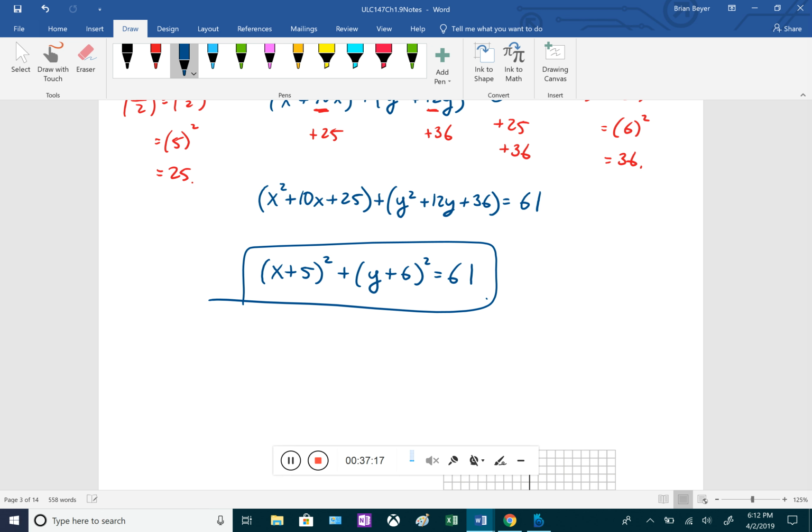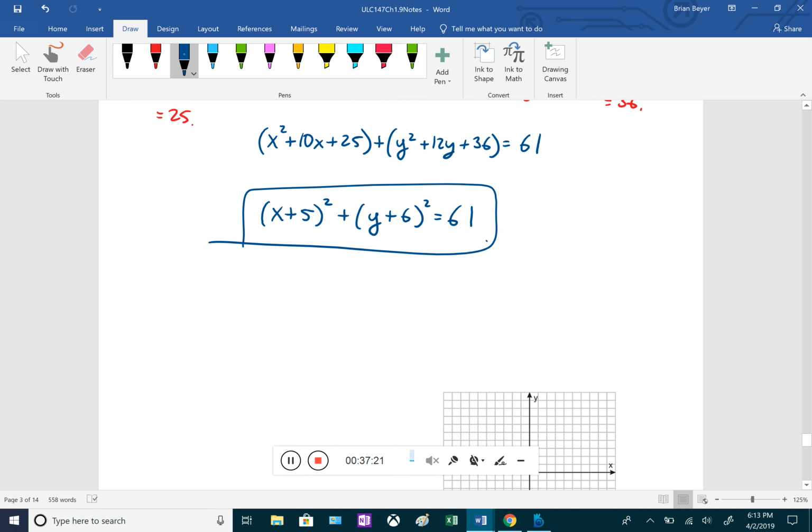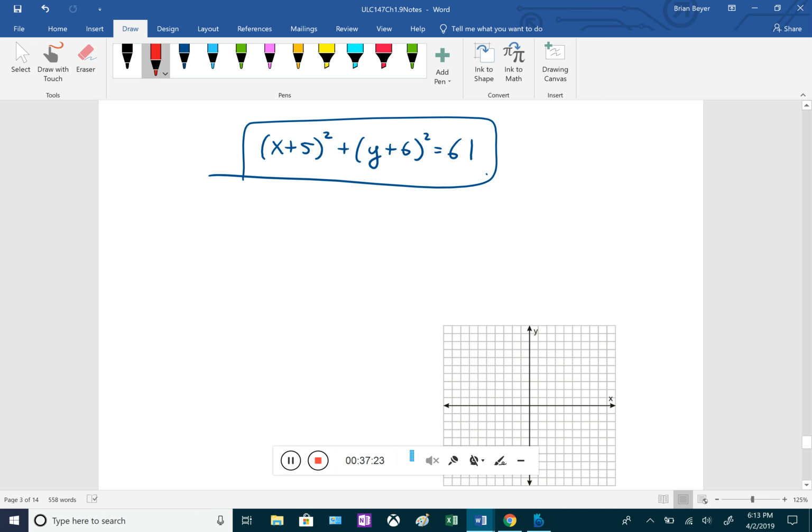Okay, so for graphing this, for finding the center of the circle is going to be -5 comma -6, the opposite of what we see. The radius is going to be the square root of 61. So 61 is not a perfect square, so this doesn't end up being anything nice. So I'm just going to say it is approximately 7.8. So that'll help us graph it at least.